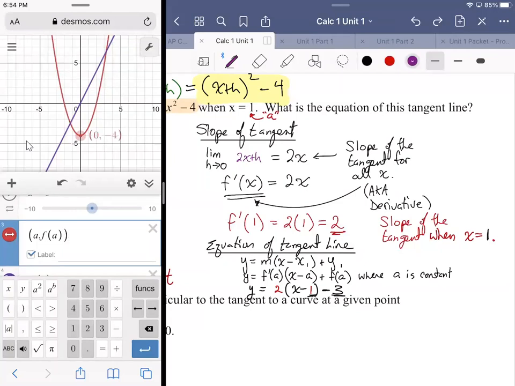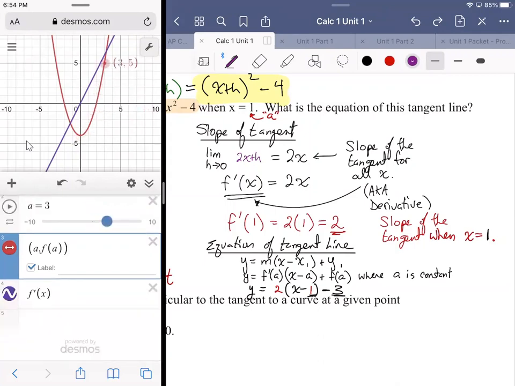All right. You put a label there if you want. It's a good idea to have a label because then it'll give you the points. If you just put A comma f of A, it'll plot it for you, but it won't tell you what the point is. Now, if I slide my slider, it'll move that point along the graph, which is really good.